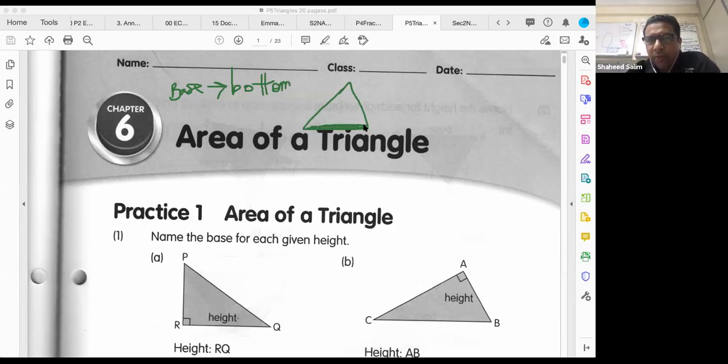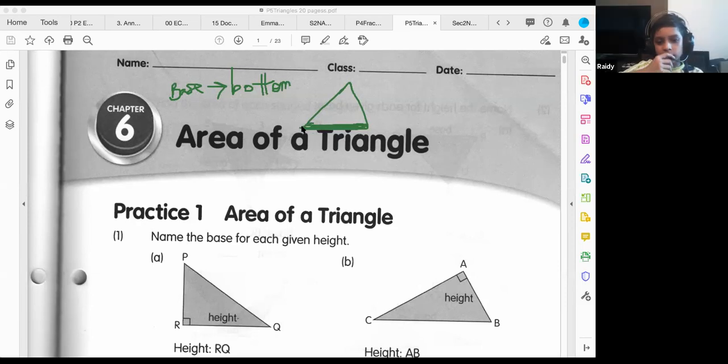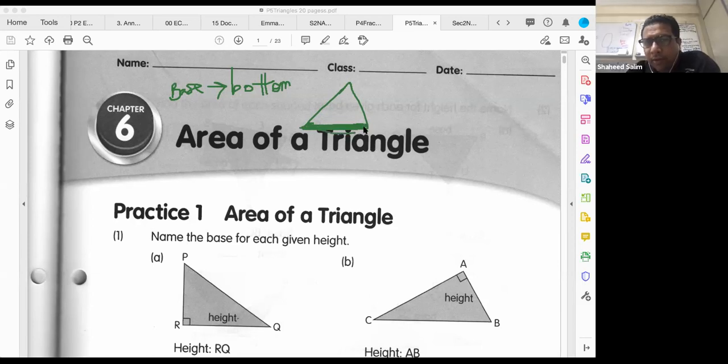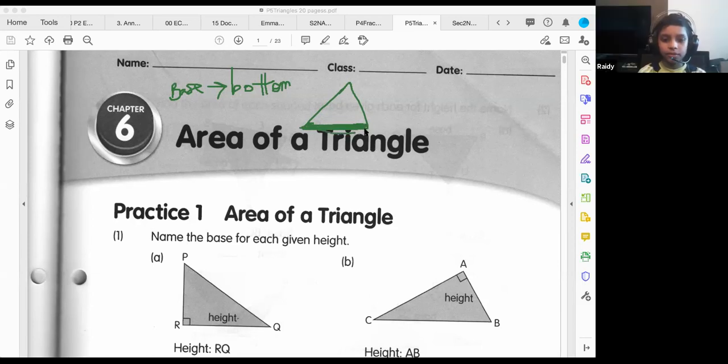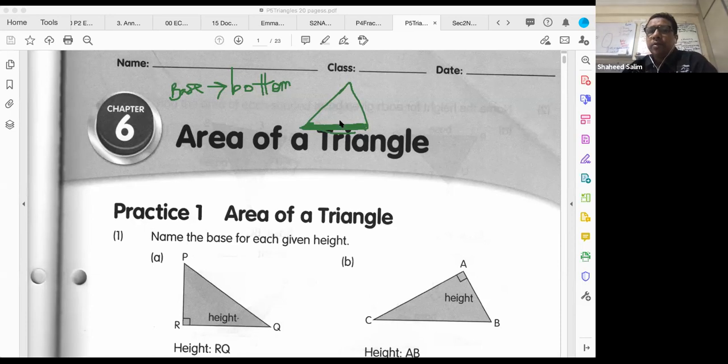Have you done this, Raidi? I did a SOS of it. Am I too loud? No, you did a what? SOS, the student learning space. Oh, okay. All right. So now HBL.